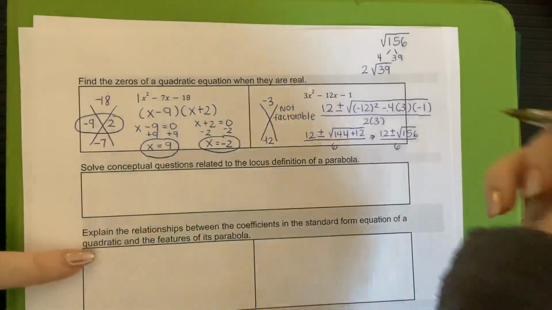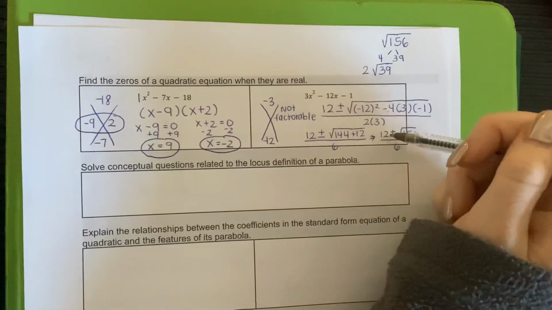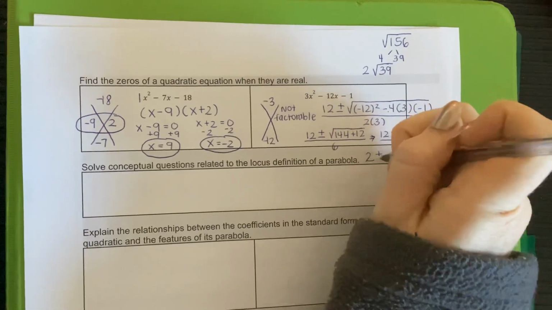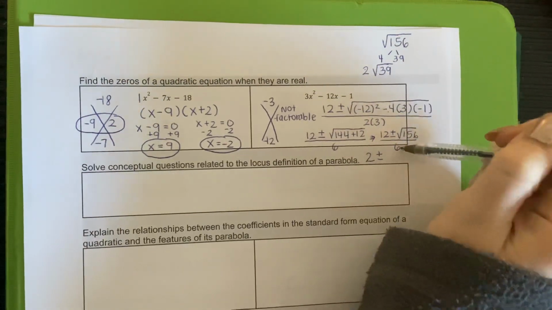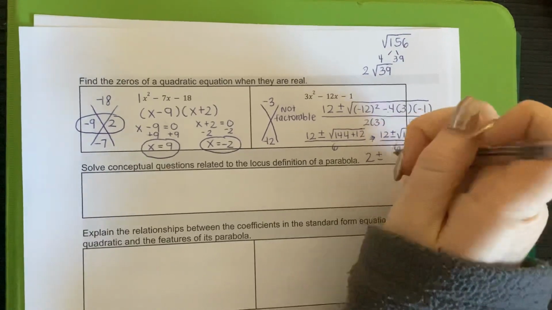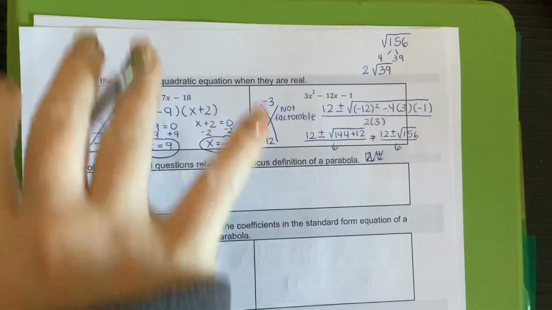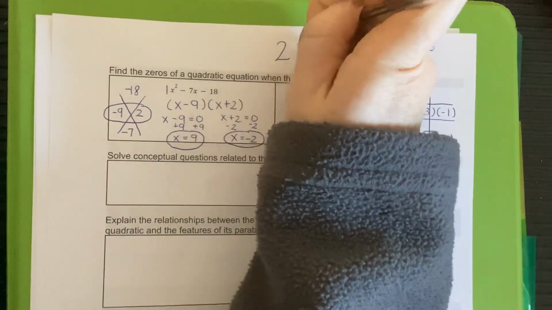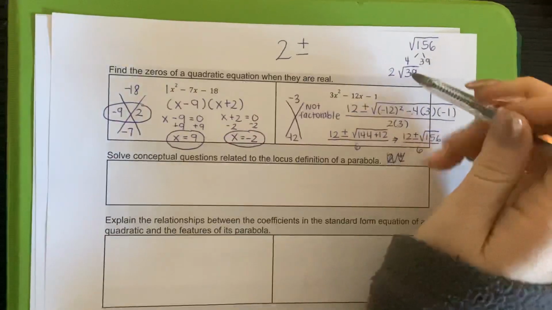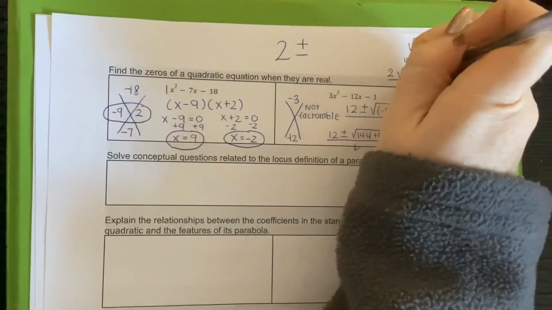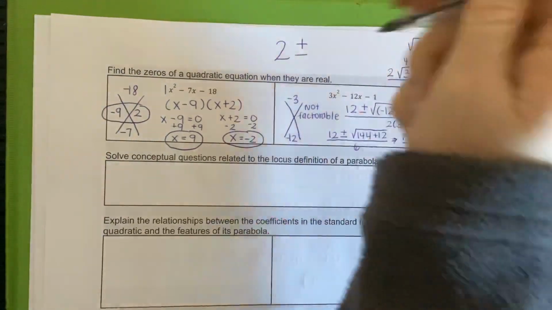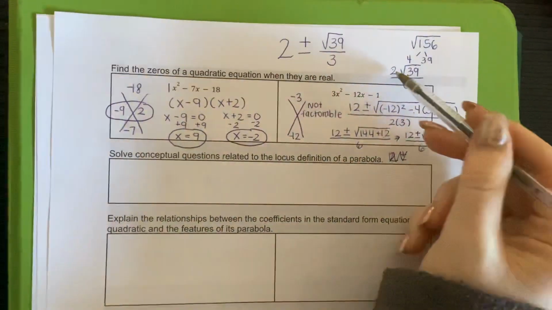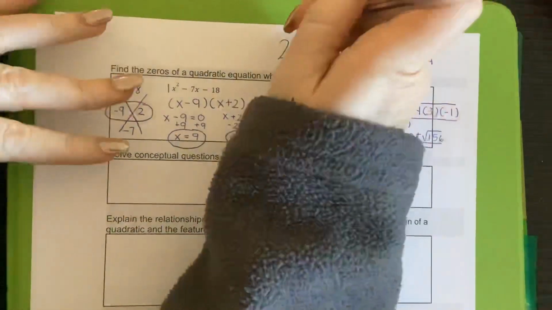So we can rewrite this whole thing and then you can divide by the 6. I'm going to come up here because I want to write it nice and big. So 12 divided by 6 is going to give you 2, and then plus or minus, you have 2 square root of 39 over 6 right now. So this is going to reduce to the square root of 39 over 3 because 2 over 6 reduces to a third. This would be your final answer.